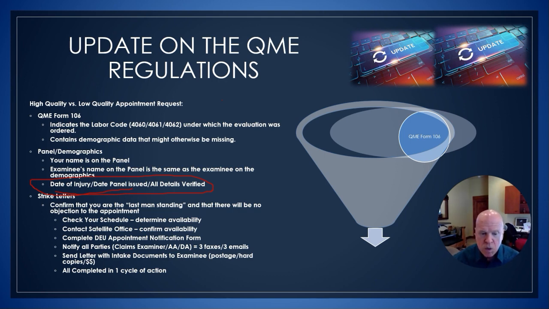You're going to send a letter with intake documents to the examinee. You're going to be involved with putting postage on, copying papers, sealing envelopes, and taking stuff to the post office. In other words, it's a tremendous amount of administrative work, and you want to make sure that all of this, once it's done, is done in one single cycle of action, and it's not done in vain. It's not done for naught. It's not done in a wasted cycle of action.